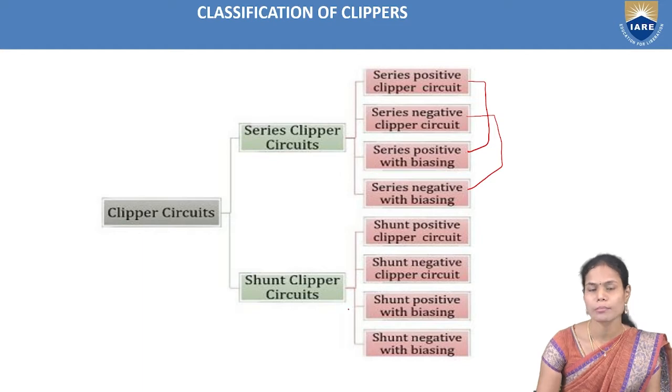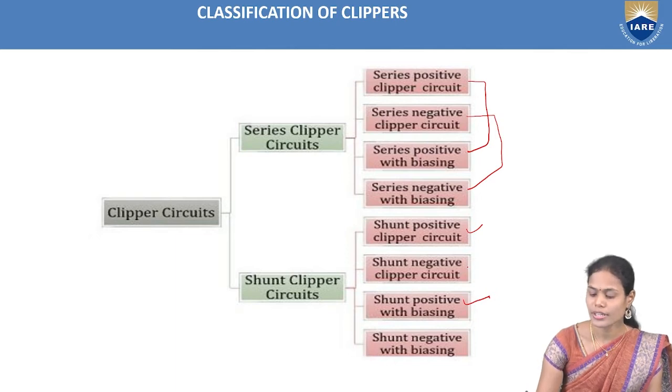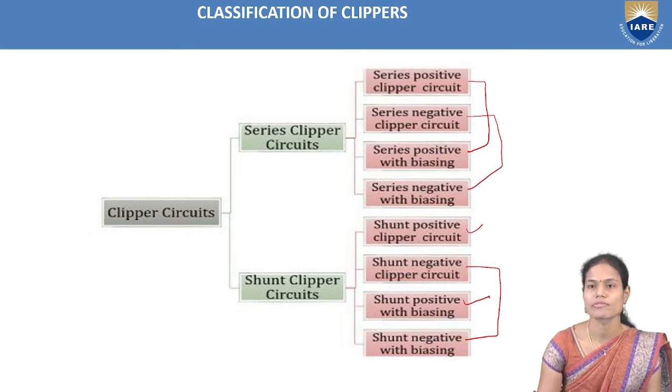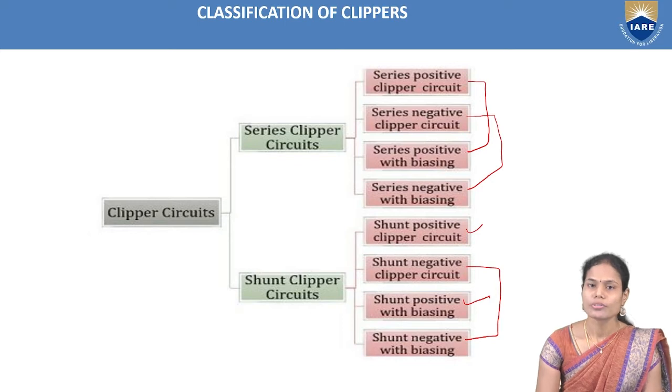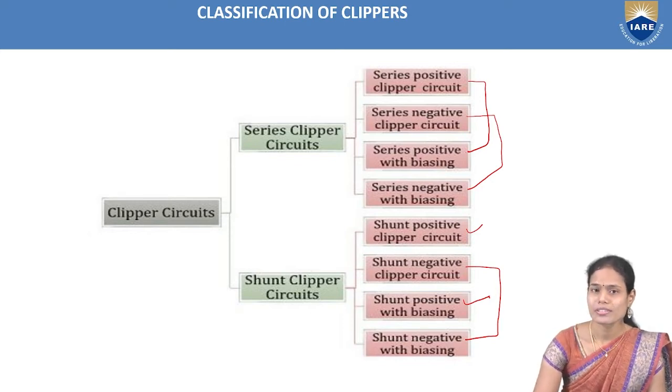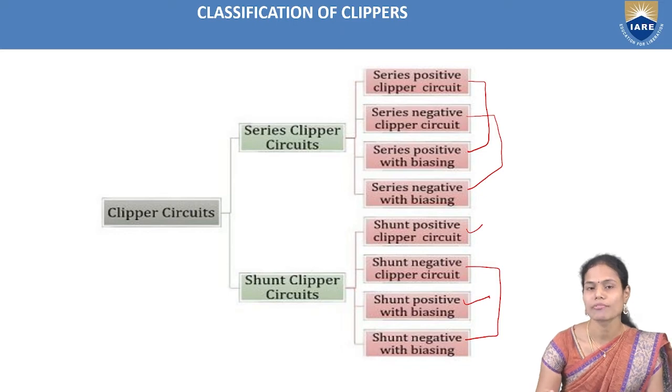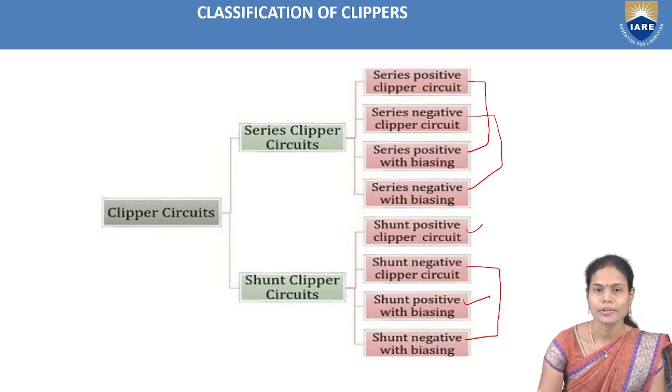Similarly, in the case of shunt clippers also, we have both positive and negative clippers. In the shunt positive clippers, we have shunt positive with positive biasing and shunt positive with negative biasing circuits. Similarly, in the shunt negative clipping circuits, we have shunt negative with positive biasing as well as shunt negative with negative biasing circuits. These are the different types of clipper circuits we are going to discuss in this session. Before discussing the classification of clippers, first of all, we have to know how to construct the basic clipper here.